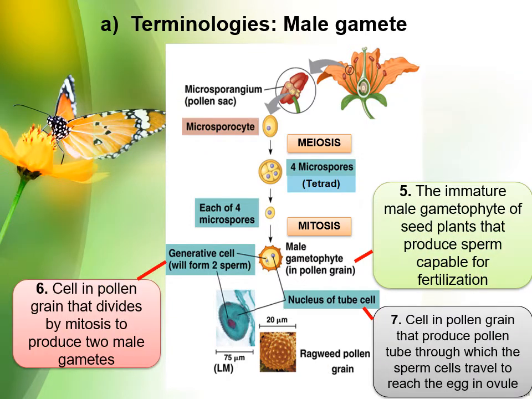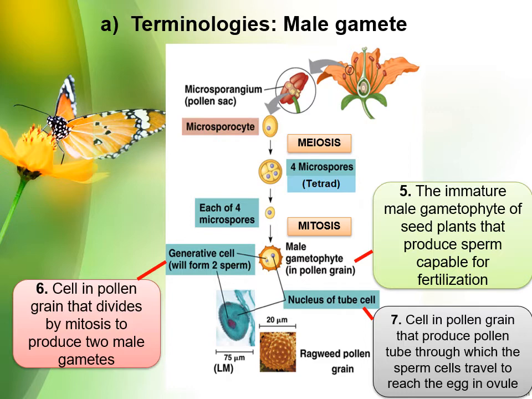Now let's look at the fifth term, which is pollen grain. Pollen grain is the immature male gametophyte of seed plants that produces sperm capable of fertilization. Now let's look at number 6, generative cell. What is a generative cell? It is a cell in the pollen grain that divides by mitosis to produce 2 male gametes or 2 sperms.